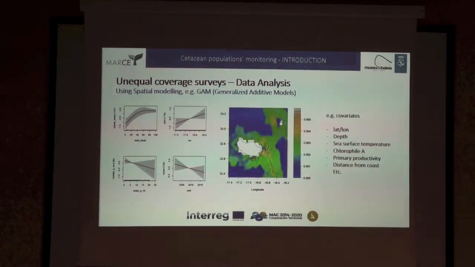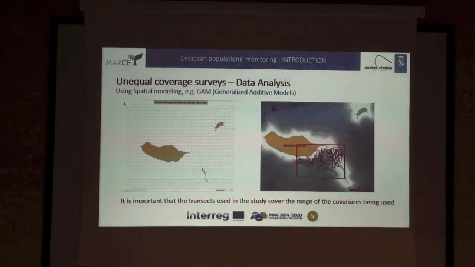And what we have here is, although we have far more effort in this area, which is because of the photo ID data, whale watching observers data and all that, the model still takes that into account and compensates for the areas with less effort, using the covariates to explain how that variability changes. So we can use lat longs, depth, sea surface temperature, chlorophyll A, primary productivity, distance from coast, and any other variables, as long as we have information for the whole study area. And I go back to each one of these cells, we have to have information as much as possible. We can miss one or the other, a few, but we can't miss all of them.